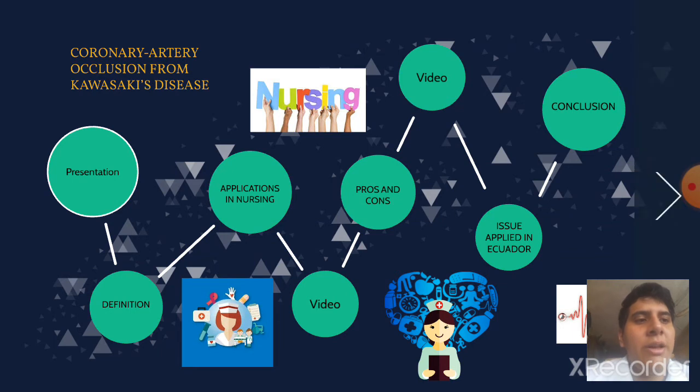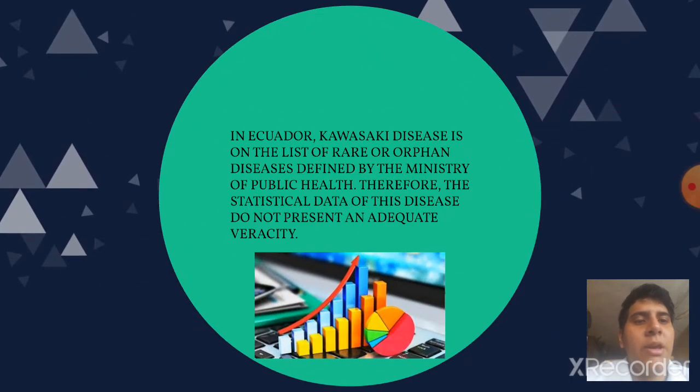Issue applied in Ecuador. In Ecuador, Kawasaki disease is one type of rare or orphan disease defined by the Ministry of Public Health. Therefore, the statistics of the disease do not present adequate prevention.